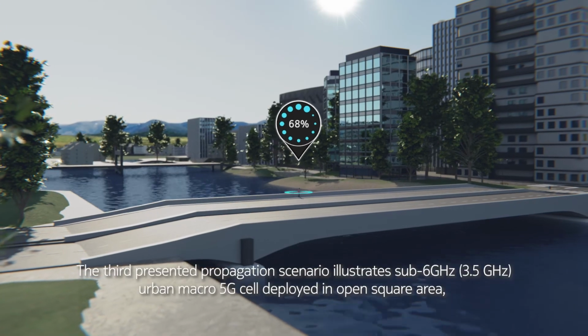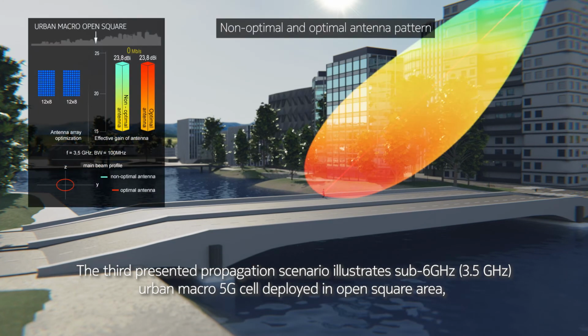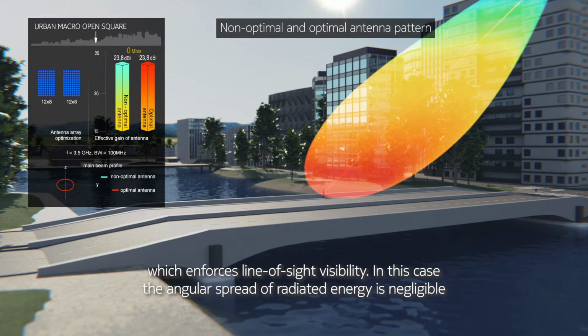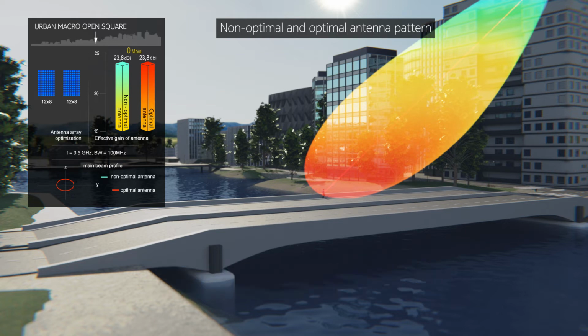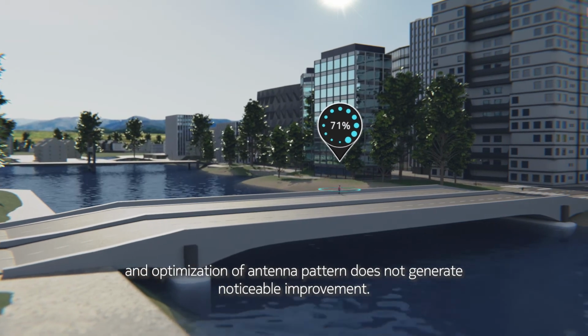The third presented propagation scenario illustrates a sub-6 GHz, 3.5 GHz, urban macro 5G cell deployed in an open square area, which enforces line-of-sight visibility. In this case, the angular spread of radiated energy is negligible, and optimization of antenna pattern does not generate noticeable improvement.